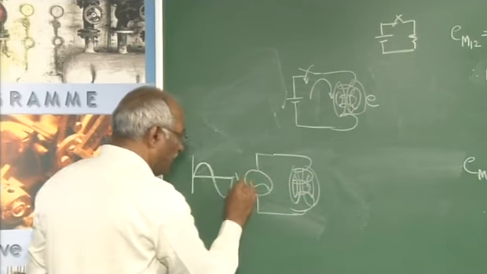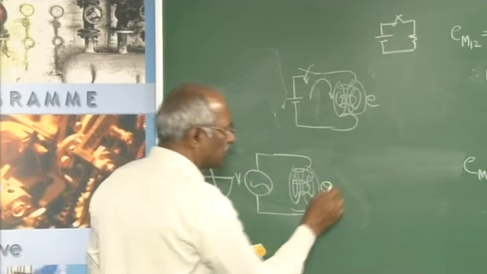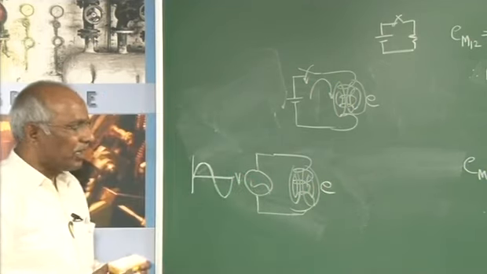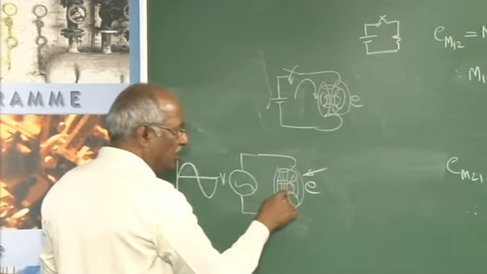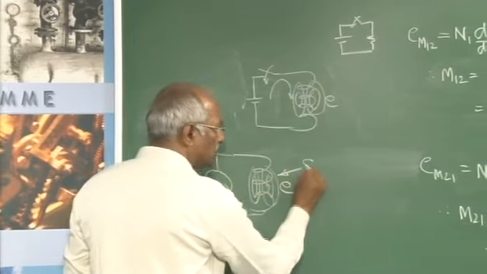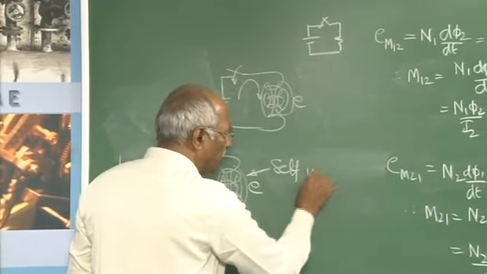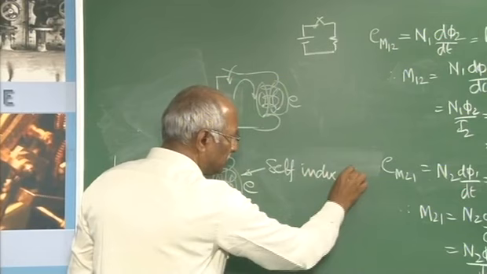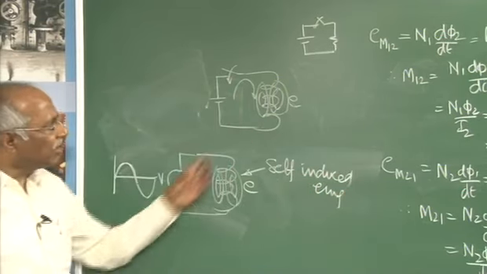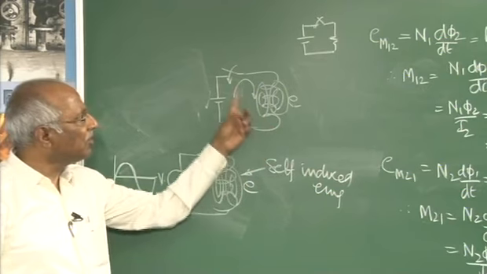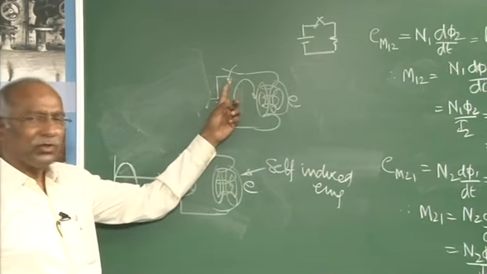If the applied voltage is V, there will be an induced EMF, according to Faraday's law. Here the EMF induced is in the same coil in which the current is changing. This is what is called the self-induced EMF. This is also self-induced EMF. Here the EMF comes into picture only when the key is opened or closed.